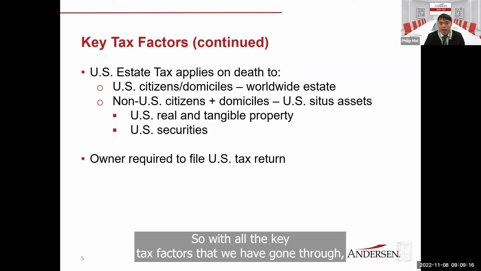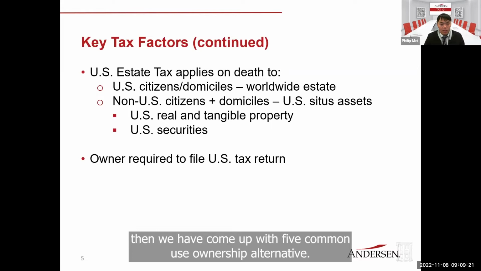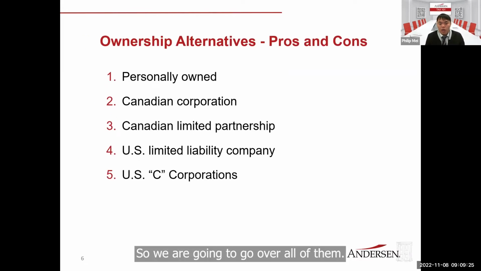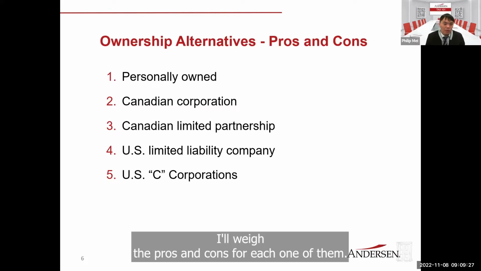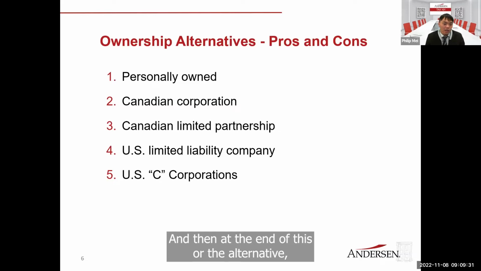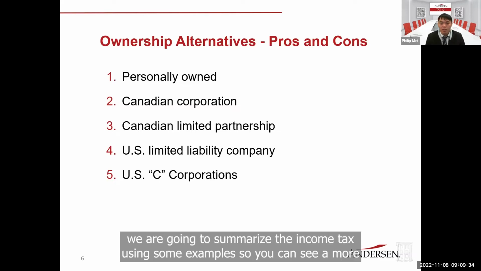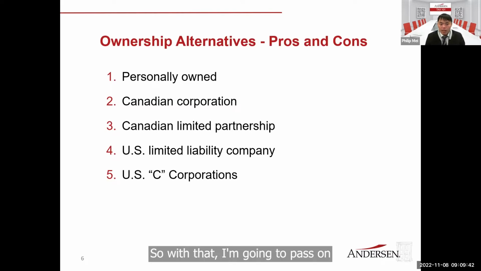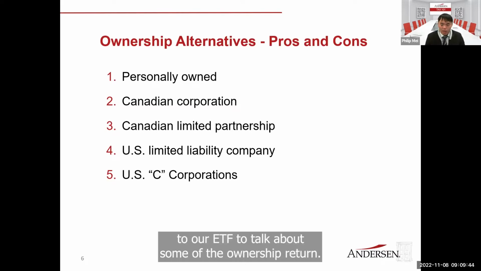So with all the key tax factors that we have gone through, we have come up with 5 commonly used ownership alternatives. We are going to go over all of them and outline the pros and cons for each one of them, and then at the end of all the alternatives, we are going to summarize the income tax using some examples so you can see a more quantitative demonstration of which structure is best. So with that, I'm going to pass on to Atif to talk about some of the ownership alternatives.